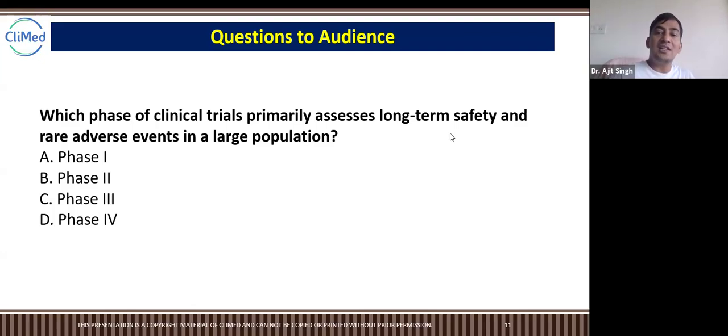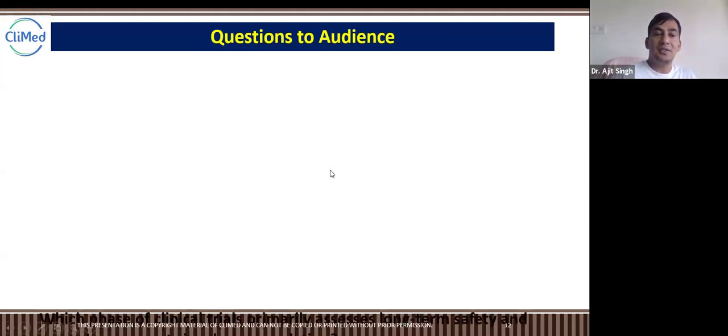That's why there are the 4 phases. This phase 4 clinical trials or post-marketing surveillance actually tells us about the long-term effects of the drugs. Okay, guys. So phase 4 is the correct answer.